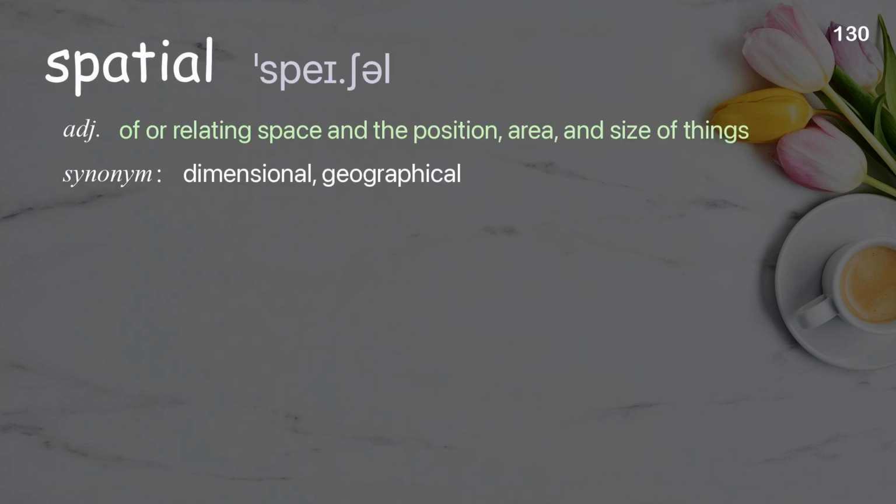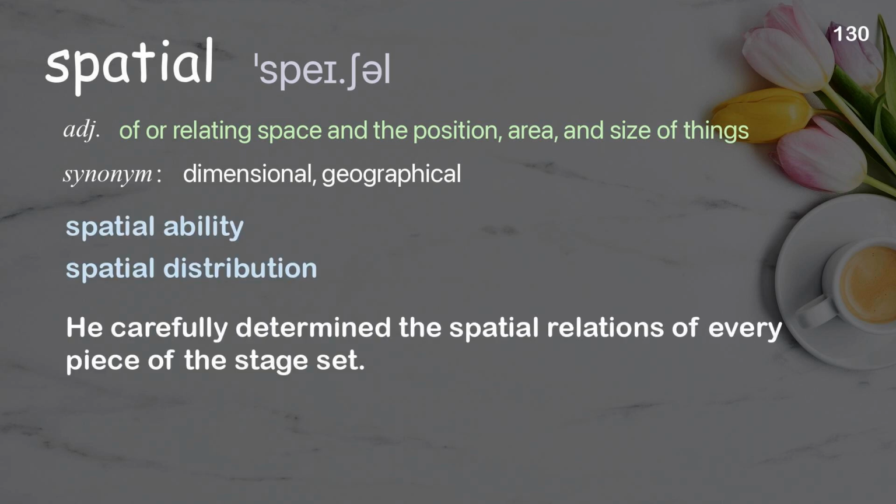Spatial. Of or relating space and the position, area, and size of things. Examples: Spatial ability. Spatial distribution. He carefully determined the spatial relations of every piece of the stage set.